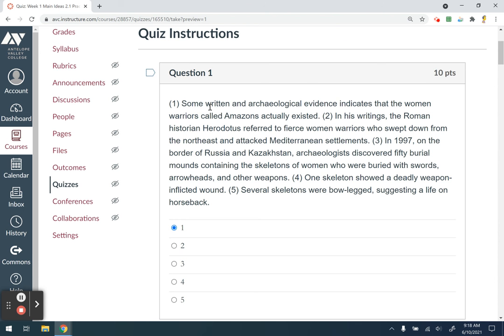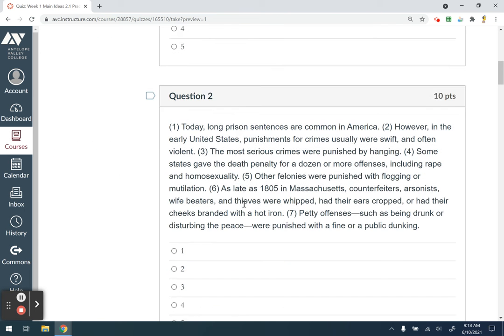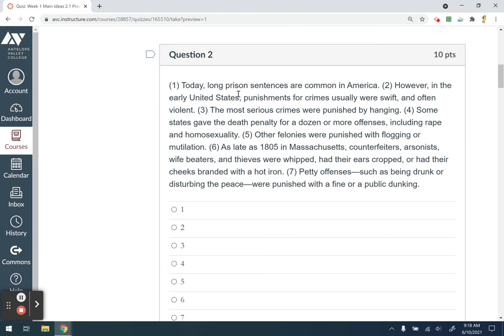So let's go to the next one. Question 2, sorry. It says here, today long prison sentences are common in America. However, in the early United States, punishments for crimes usually were swift and often violent. The most serious crimes were punished by hanging. Some states gave the death penalty for a dozen or more offenses, including rape and homosexuality. Other felonies were punished with flogging or mutilation. As late as 1805 in Massachusetts, the counterfeiters, arsonists, wife-beaters, and thieves were whipped, had their ears cropped, or had their cheeks branded with a hot iron. Petty offenses such as being drunk or disturbing the peace were punished with a fine or public dunking.